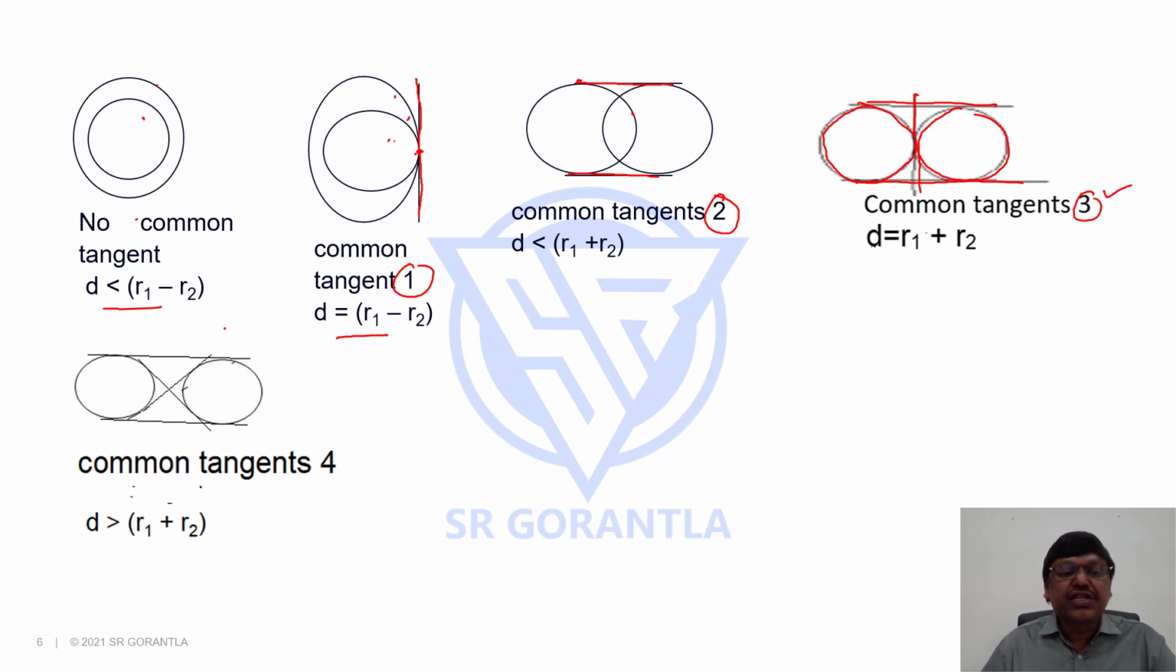And if they don't touch each other, if they are like this, we have four common tangents. These are two. Total we have four common tangents.